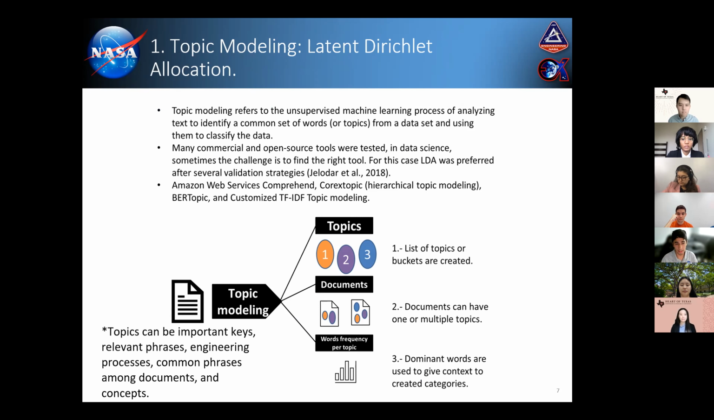So it is very useful because we don't have a classification in these documents, right? And doing this list of topics, they can be engineering processes themselves, common phrases that it found in the documents, and general concepts there that are very important, because then we can go and analyze them, with your typical histograms and ways of looking at these keys and weighting them across other variables in the data set.